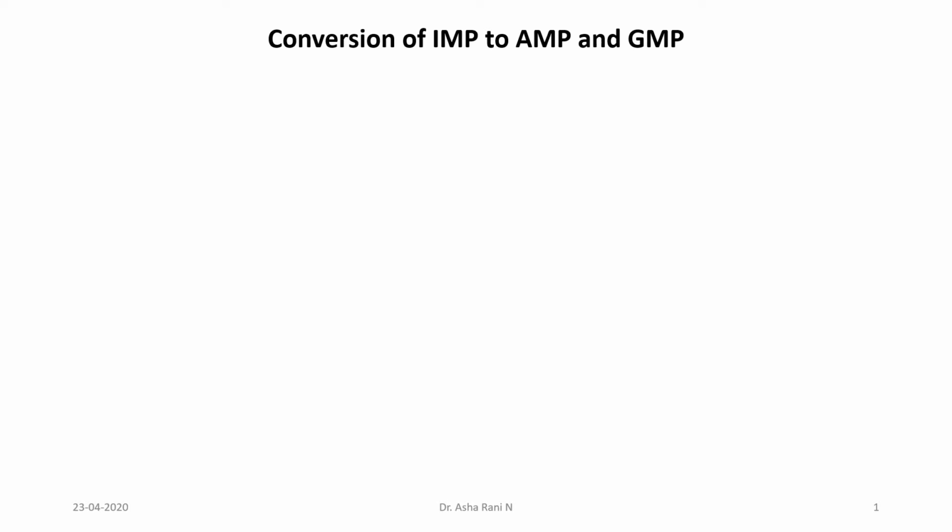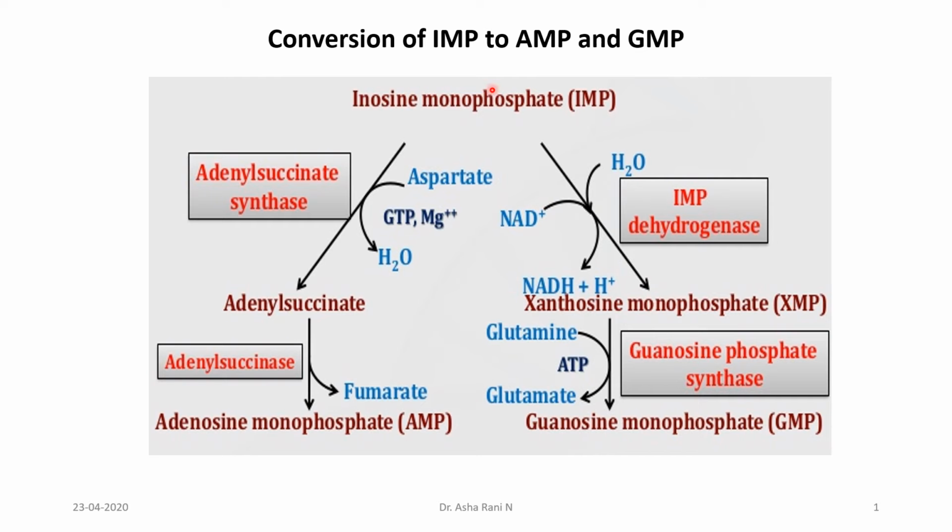Now we know that IMP is the first purine nucleotide to be synthesized. Now we will learn how this IMP can be converted to AMP and GMP. Aspartate condenses with IMP in presence of GTP to form adenyl succinate.